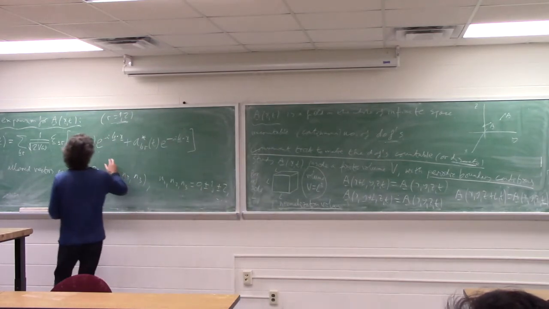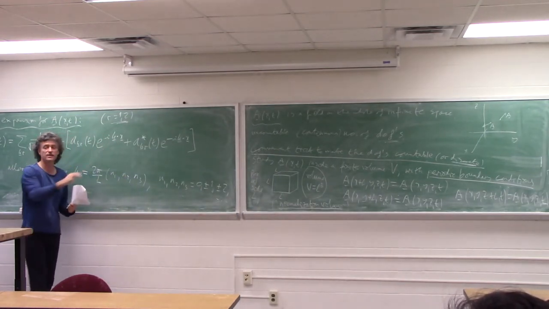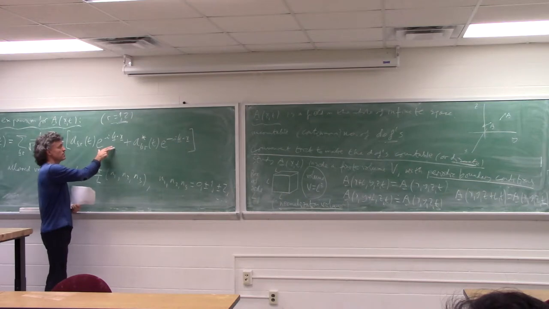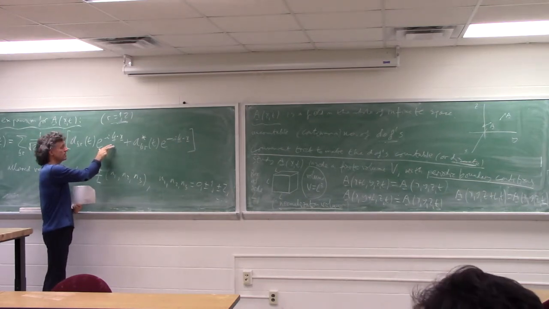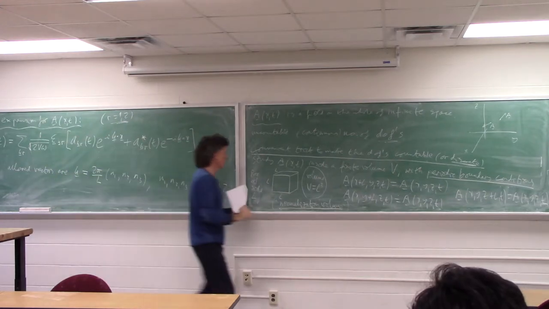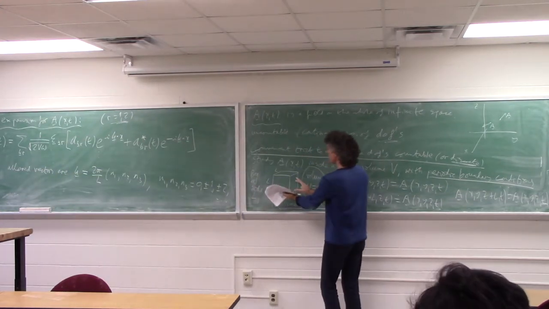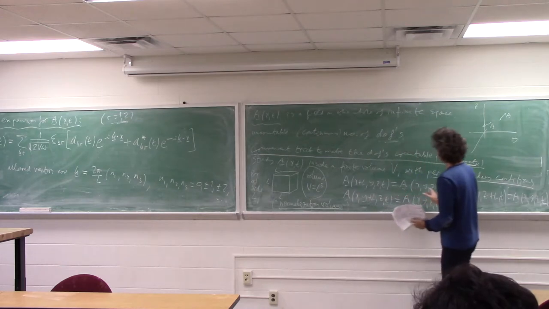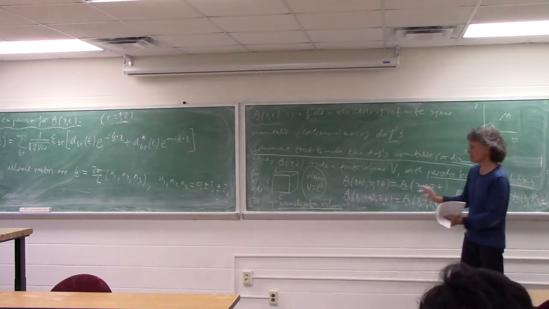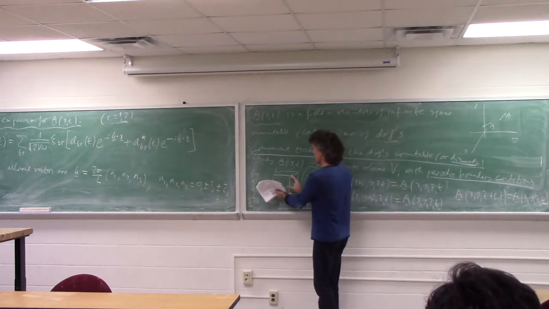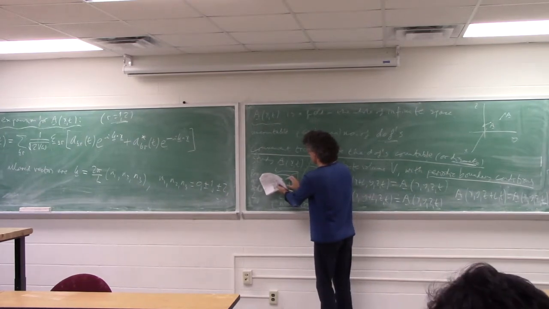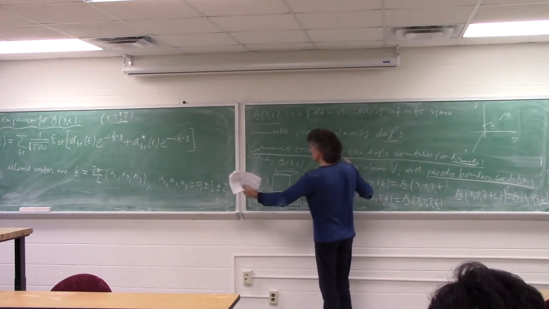And I'm going to do it in terms of complex exponentials, instead of sines and cosines. Now, I'm looking at the field in a volume V with these periodic boundary conditions, which just means you've defined a periodic extension of the function.